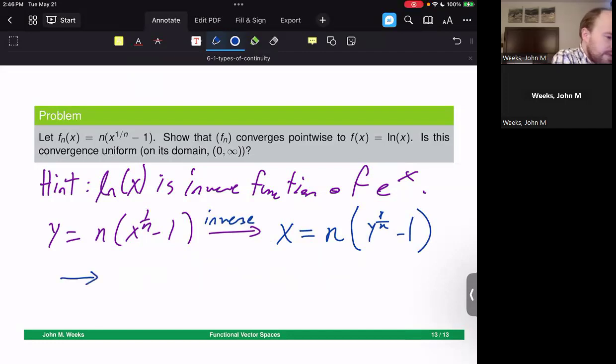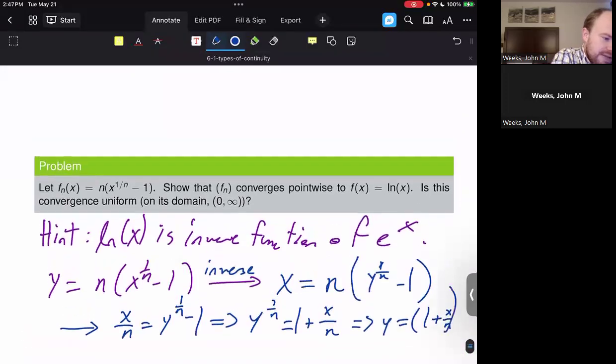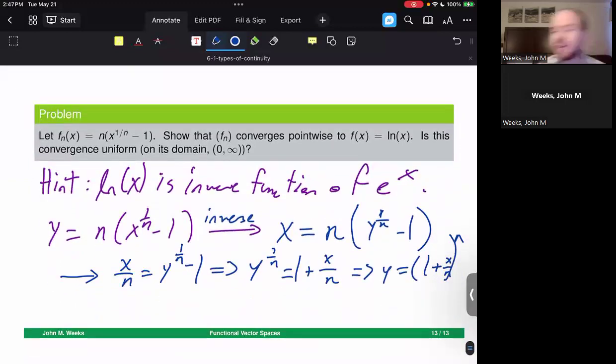So that's going to give us what? Something like x over n equals y to the 1 over n minus 1. And that's going to imply y to the 1 over n is 1 plus x over n, and this might look familiar. This is equal to y, 1 plus x over n to the n. And there you go. So taking a limit with respect to n in this should give us something that looks like a limit with respect to this.